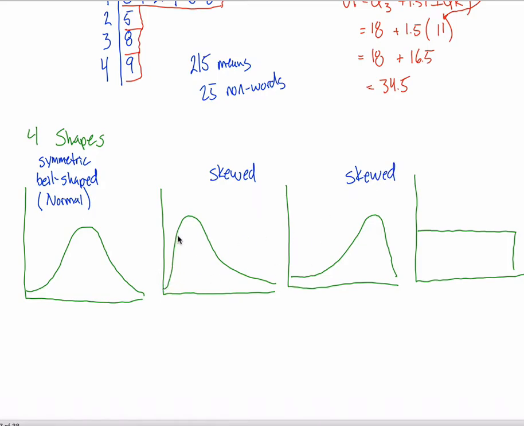This one looks different from this one. Here, most of the observations are over there. It's really high over here on the left-hand side, and then there's this kind of tail going down to the right. Whereas in this one, the tail is going down to the left, and the height is over on the right-hand side. One of these is called left skewed, one of these is called right skewed.